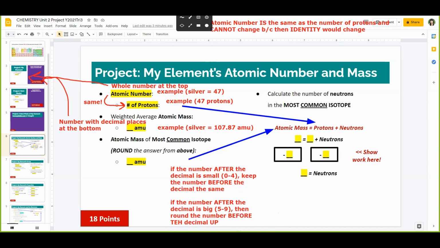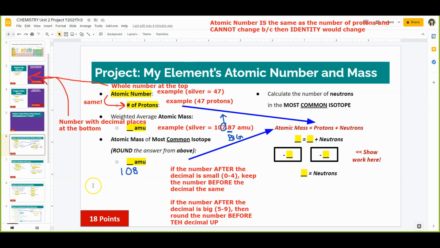Let's take a look at our example here. I can see that this number after the decimal is a big number, right? So 8 is a big number. And since 8 is a big number, this number before the decimal, my 7, instead of keeping it the same, I'm going to round it up. So my final AMU of my most common isotope should be 108 AMUs.